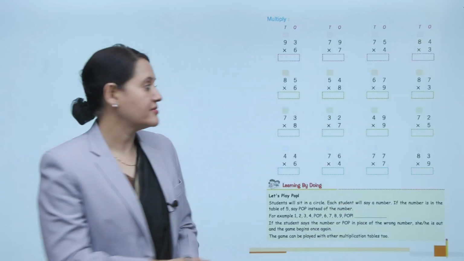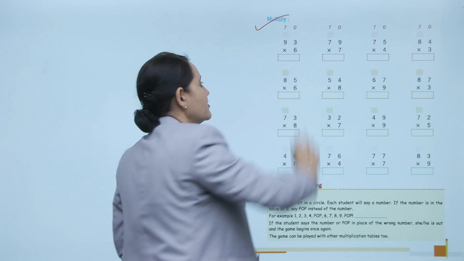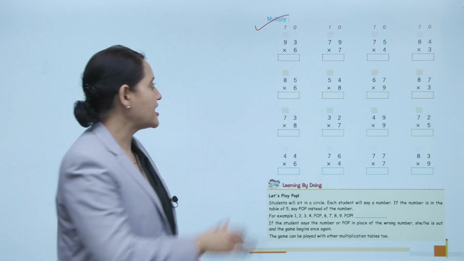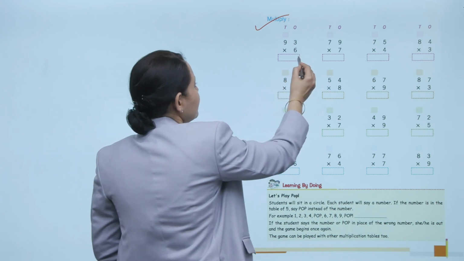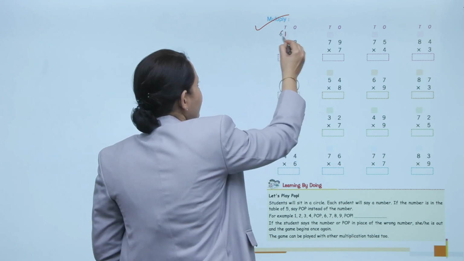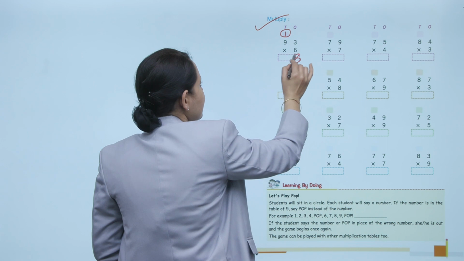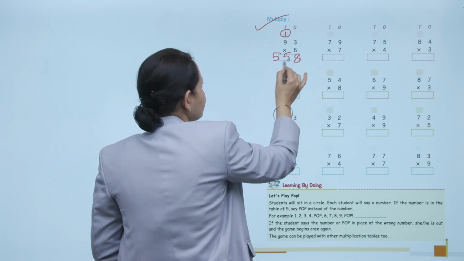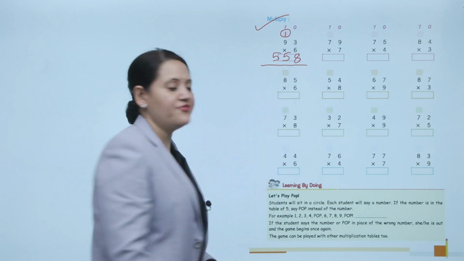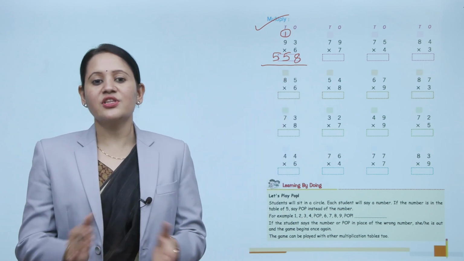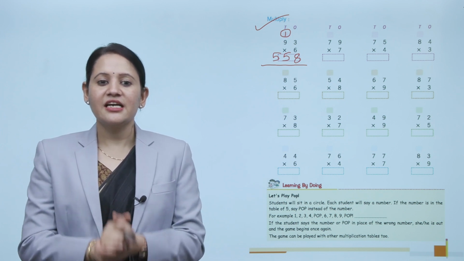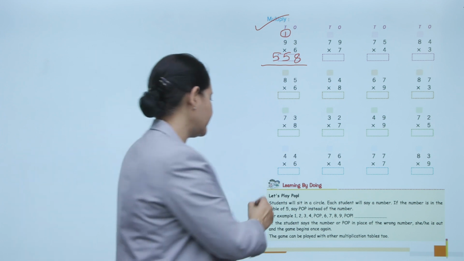Next, multiply. We have to multiply 93 by 6. Start from ones, 6 times 3 is 18, 1 carry over, 9 times 6 is 54 and 1, 55. So the answer is 558. So this way we will multiply the numbers. Clear? Next is learning by doing.